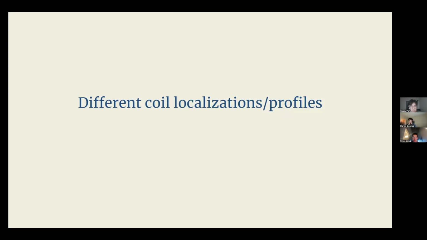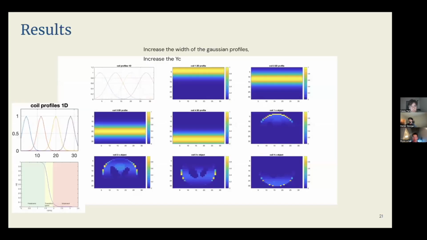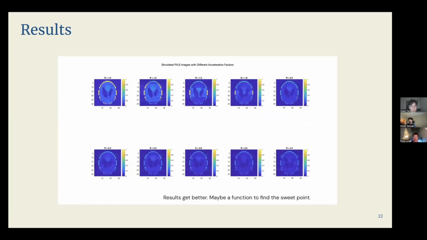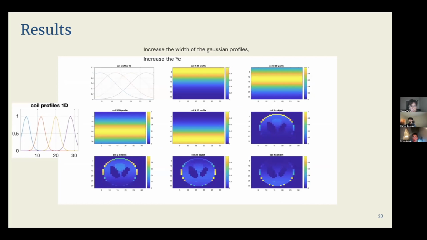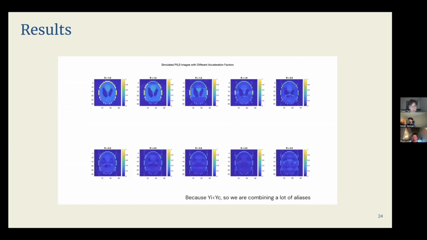And then we tested different coil localizations or profiles. Here we increased the width of the Gaussian profiles, i.e. increased the YC. This covers more, an individual coil covers more of the image. And we can see better results because the strong signal coming from the center of one coil tends to diminish the impact of low intensity artifacts in the other coil images. But there could be a function to find where the sweet spot is. As we increase the width of the YC more, we'll see artifacts because the YI is now less than YC, so we're combining a lot of aliases.